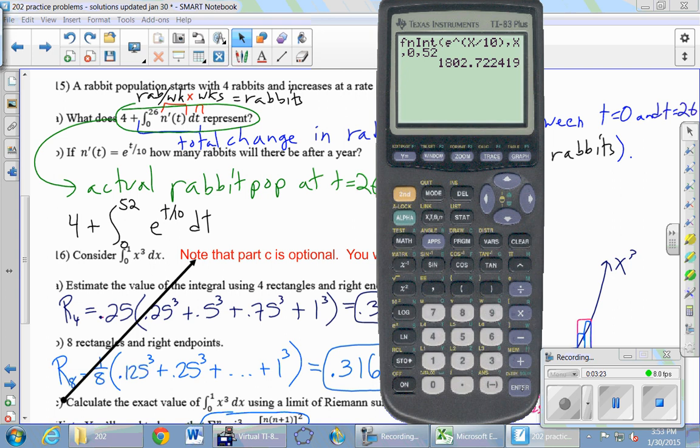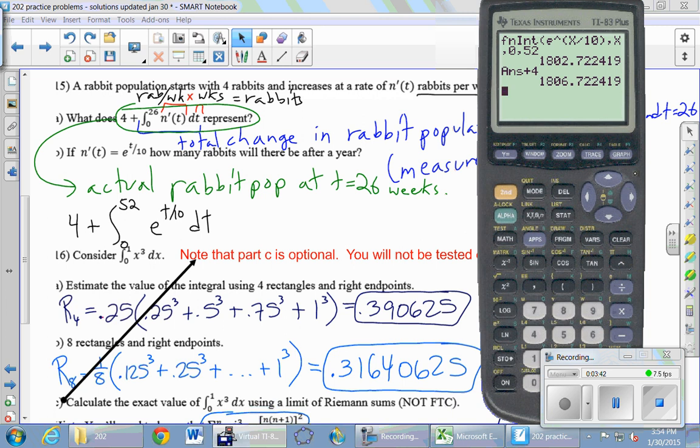So if we've done this right, then that should be the value of the integral. But then remember there's a 4 plus sitting in the front of that. So we add 4 to that, and we get our rabbit population is just under 1807. So we'll say with technology, you can get the answer is about 1807. But if you have already seen U substitutions in your class, then you need to be able to do this one by hand in addition to being able to use the technology. So let's try that now.